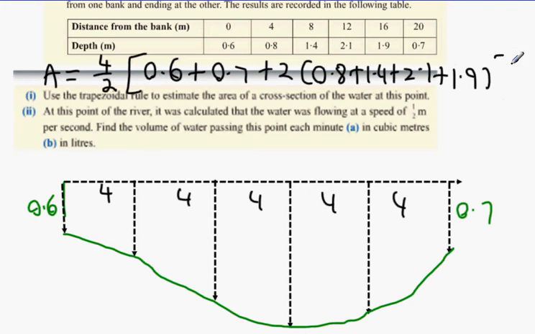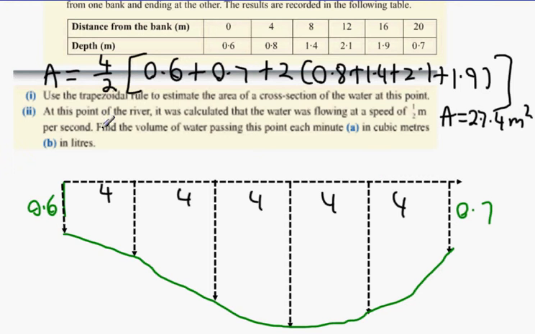What do you get for that when you put it in? 27.4. Is that correct? Anybody else get 27.4? Yeah. Is that what's in the back of the book? Yeah. Okay, the area of this is 27.4 what? Meters squared.